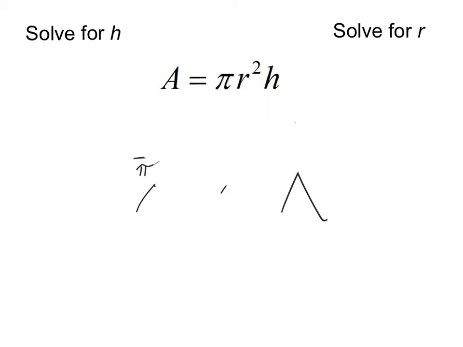So let's erase all this stuff and start again. The process was good. Division has to go first. I'm going to get rid of the pi and the h by putting them over here.